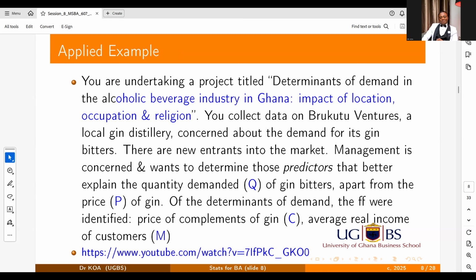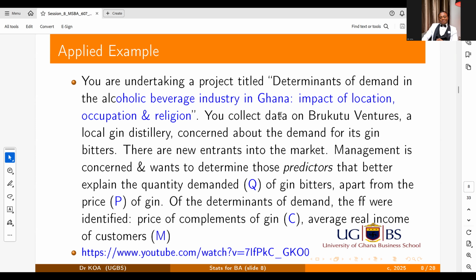Determinants of demand in the alcoholic beverage industry in Ghana: the impact of location, occupation, and religion. So there are other variables, but your focus is on location, occupation, and religion, and how these things affect Burukutu, the gin bitters.